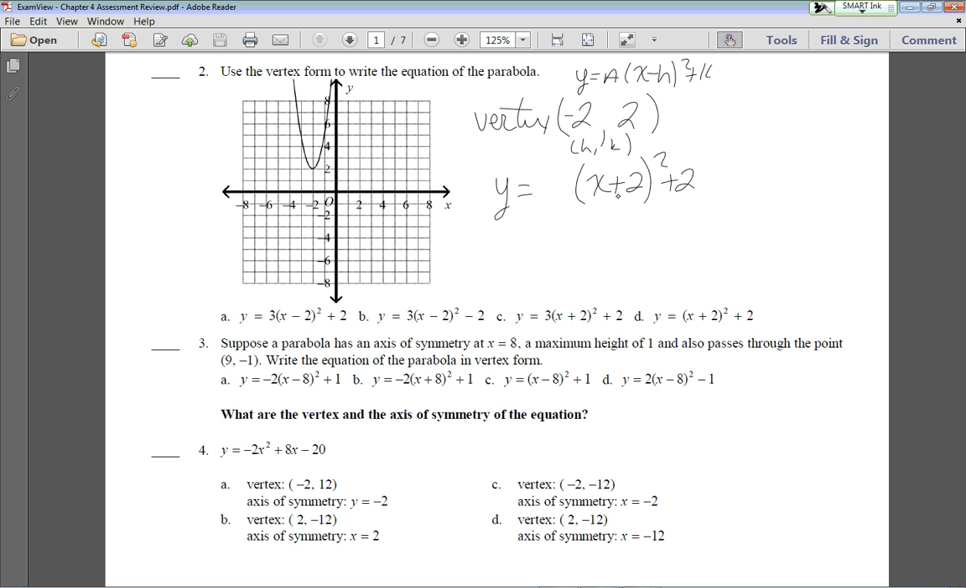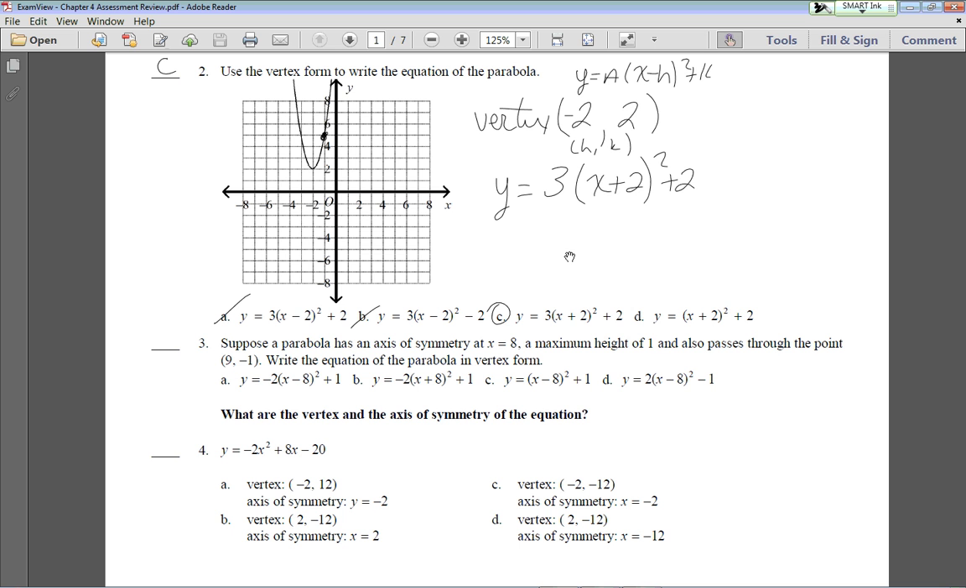So let's go down to our answers and mark out any answers that aren't plus and plus. So that one's gone, that one's gone. So now we narrowed it down to these two. So now we have to figure out, is a 3 or is a 1? Well, there's two ways you can do this. The first way is count over 1 to the right, just 1, and then count up till you hit your graph. So we count over 1, then we go up 1, 2, 3 to this point right here. So since we had to go up 3, that's a 3. So the answer is C.